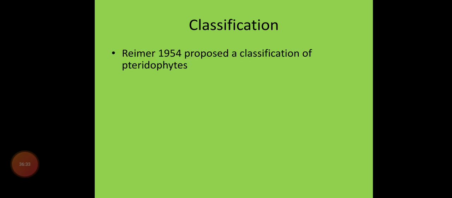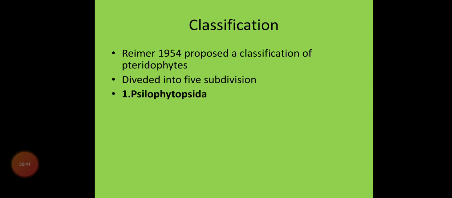Pteridophytes were classified by Reimer in 1954. Reimer divided Pteridophytes into 5 subdivisions. One is Psilophytopsida. Say it once again; if you say it repeatedly, you can remember it in your mind.